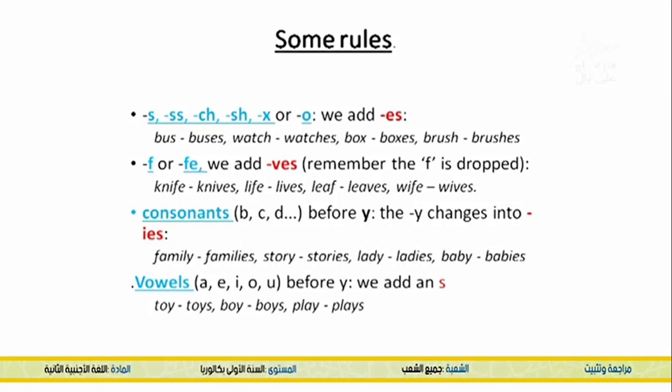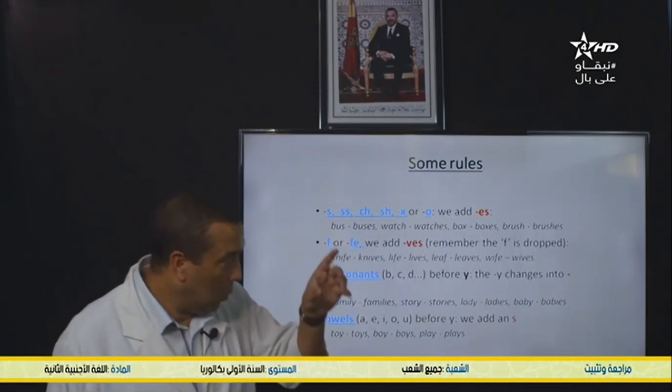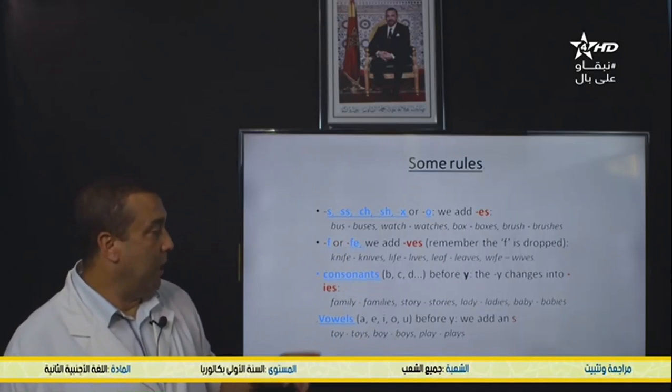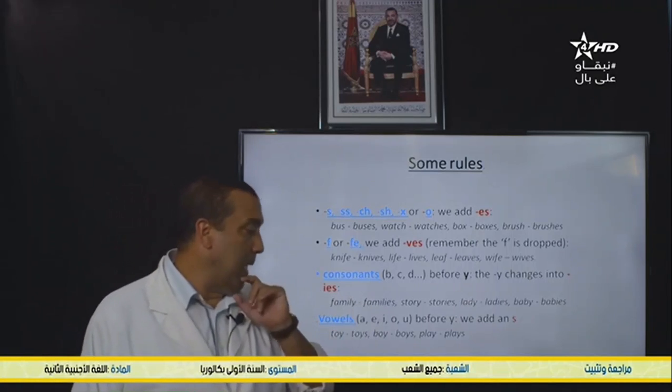I'm going to repeat. Regular plural forms, we add an S. Irregular plural forms, we have a number of irregular plural forms. S, double S, CH, SH, X, or O, we add ES. F or FE, we add VES. Consonants before the Y, we, of course, change it into IES. And vowel before the Y, we add an S.